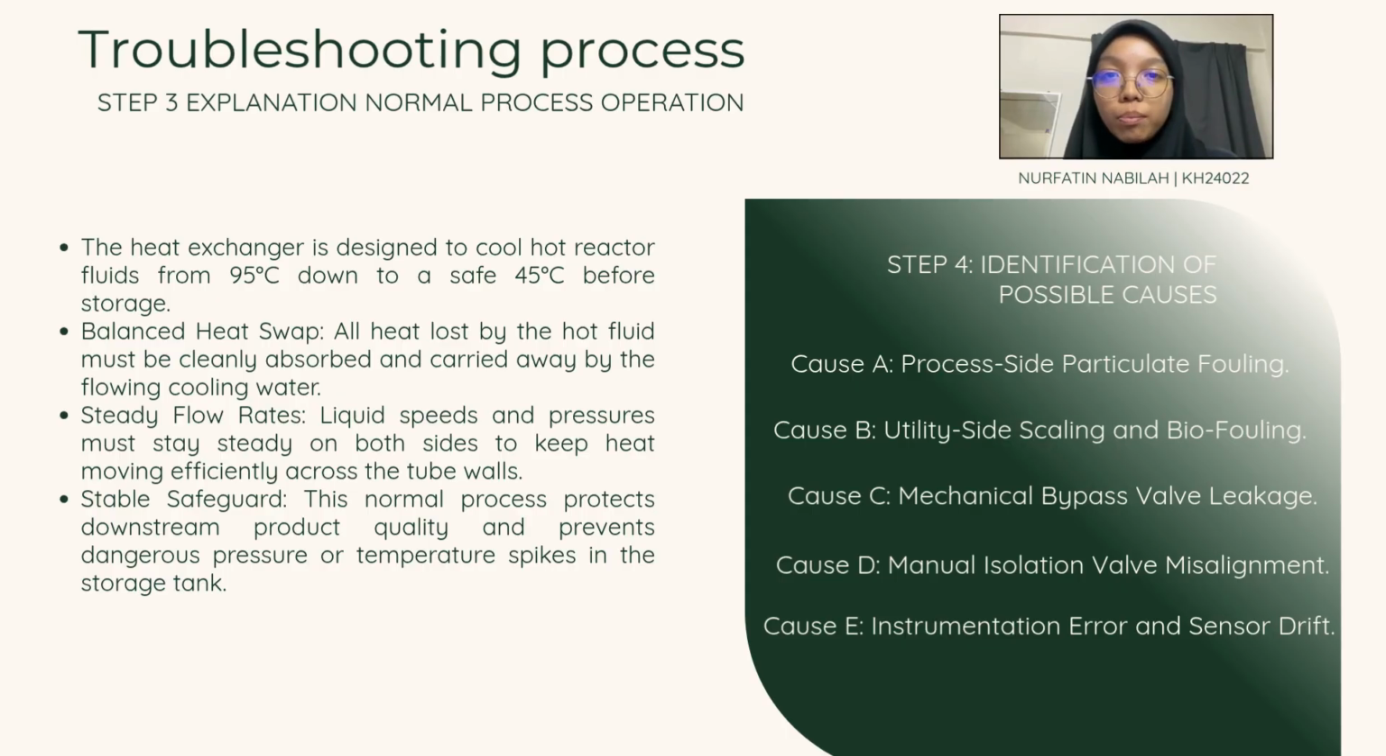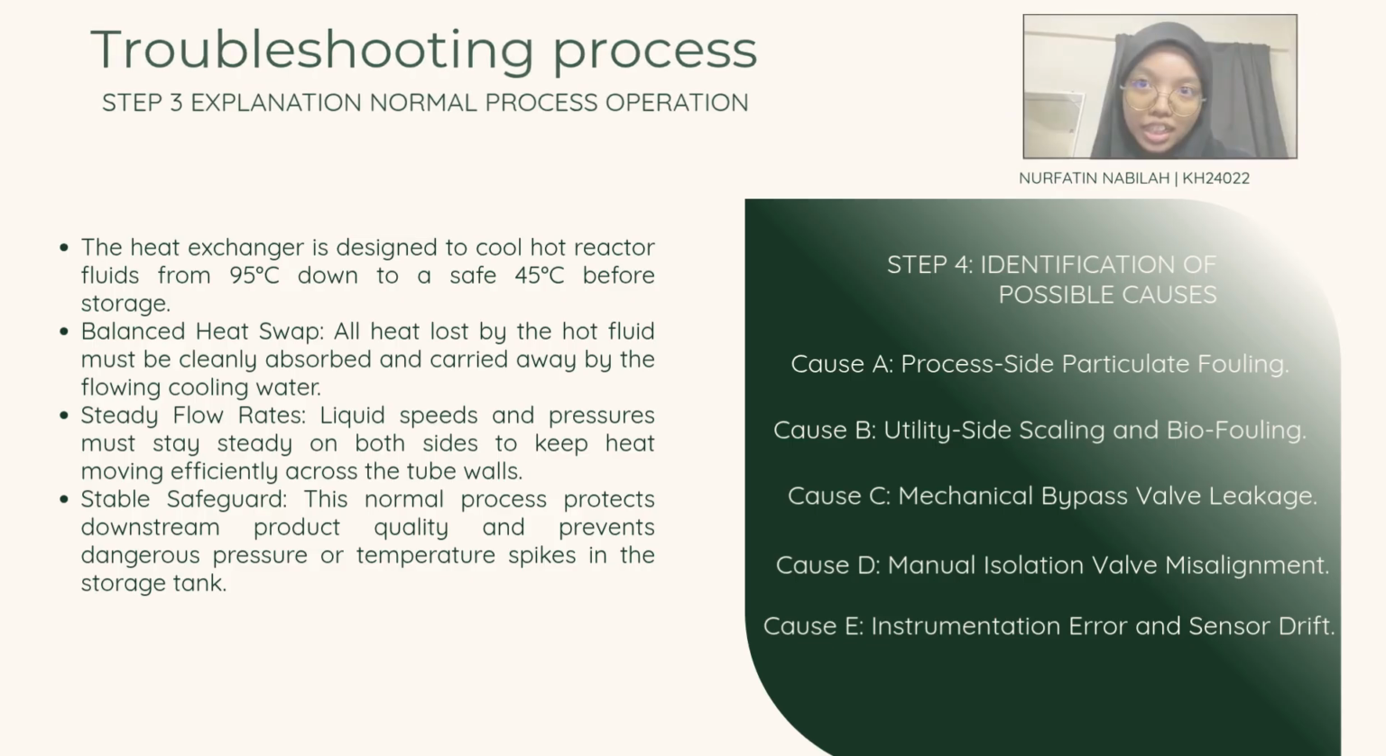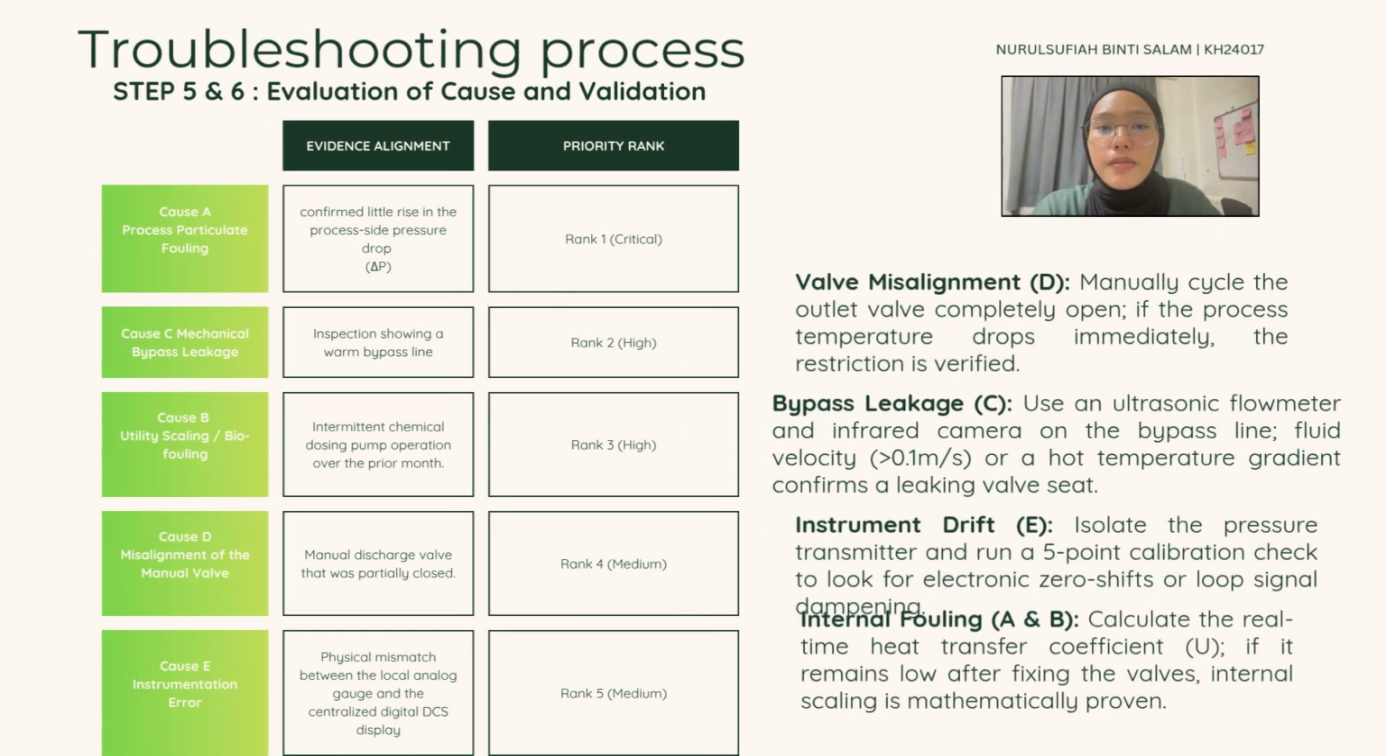By comparing the problem against this normal baseline, we move to step 4 and identify the 5 possible causes, which include process tube fouling, utility side scaling, instrumentation error, and 2 major culprits. Our evidence points to manual isolation valve misalignment and mechanical valve leakage. In steps 5 and 6, we match our data against the 5 potential causes and rank them by priority.